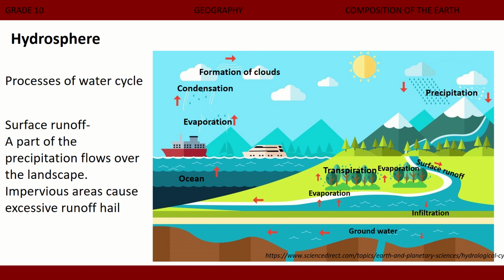Final step, surface runoff. A part of the precipitation flows over the landscape. Impervious areas cause excessive runoff.